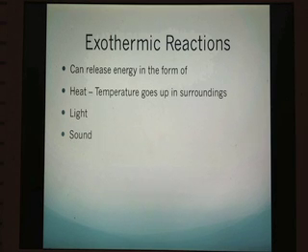Well, let's talk about an exothermic reaction. Now, the prefix exo reminds me of the word exit, to go out or to leave. An exothermic reaction is one that releases energy, or in other words, energy leaves the system. This release in energy can be in the form of heat. And if an exothermic reaction gives off heat, you will be able to measure an increase in the temperature in the surroundings. But not only heat is a form of energy that can be given off, but light could be given off by the chemical reaction or sound.